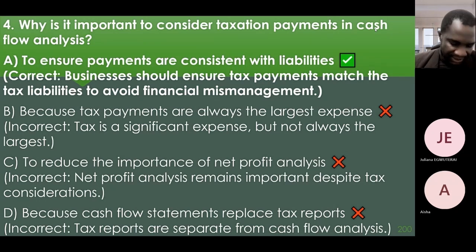So both of you picked C. To reduce the importance of net profit analysis is incorrect. The question acknowledges that net profit analysis remains important despite tax considerations. So to reduce the importance of net profit analysis is not correct, but businesses should ensure tax payments match tax liabilities to avoid financial mismanagement, and this is more correct. Okay, so finally, I'm smiling. Somebody's not going home with 100% yet.